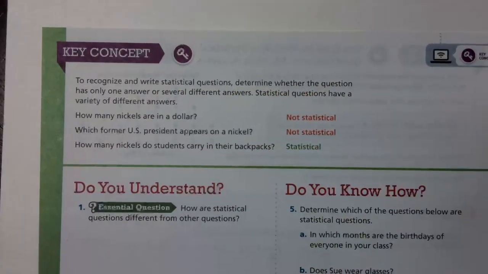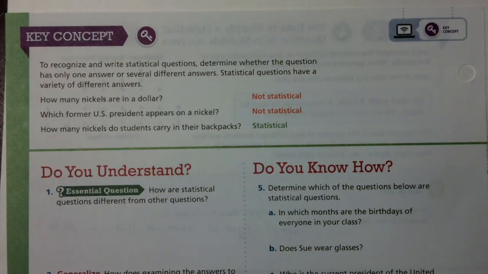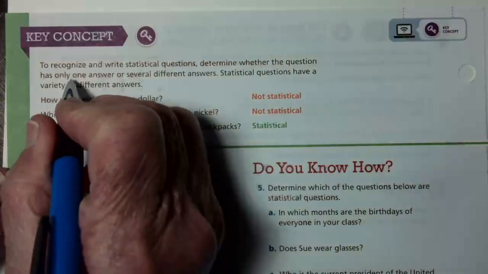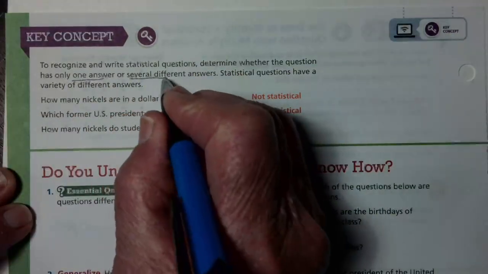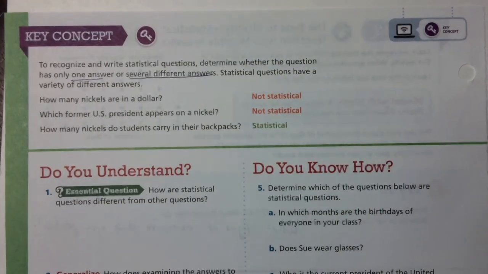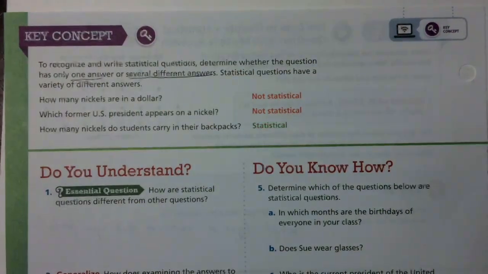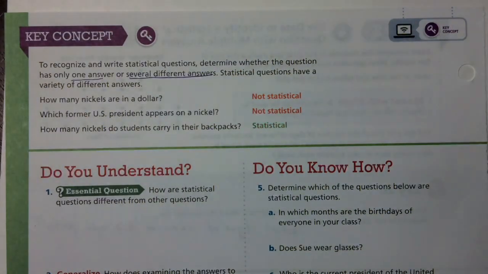Okay, look at your key concept. To recognize and write statistical questions, determine whether the question has only one answer or several different answers. Statistical questions have a variety of different answers. How many nickels are in a dollar? Not statistical. Which former U.S. president appears on a nickel? That's not statistical. There's only one. How many nickels do students carry in their backpacks? Ooh. Now that's got many answers, I bet you. So that's the only one that is statistical.